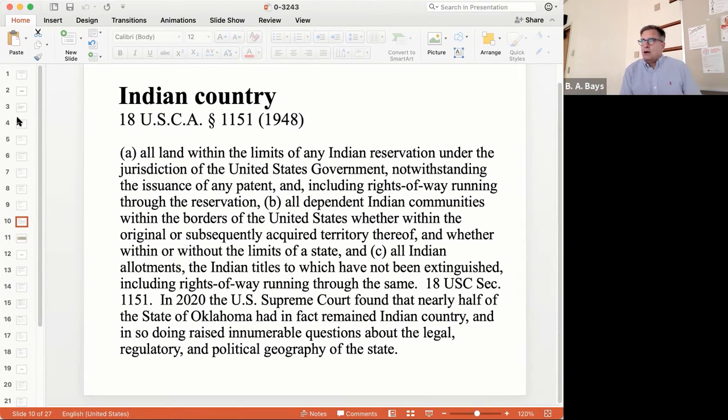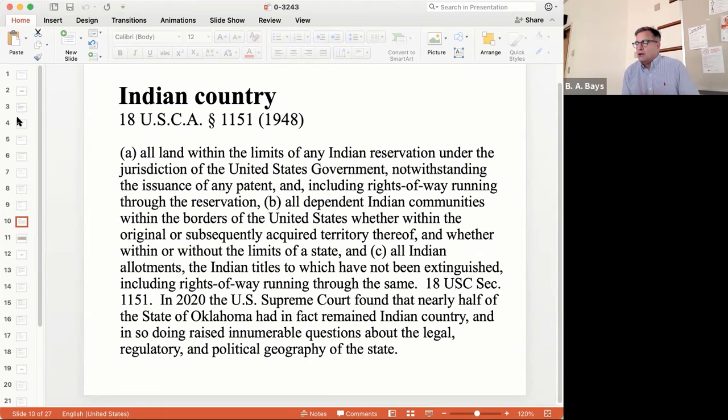C, all Indian allotments, the Indian titles to which have not been extinguished, including rights of way running through the same. Okay, let's go back to this. A, I mentioned allotments. I probably shouldn't have mentioned allotments. Notwithstanding issuance of a patent and including rights of way. So in that case, if a tribe had land, received some sort of patent to it, like the Cherokee Nation did, or the Creek Nation did, or the Choctaw Nation did, they acquired a patent from the United States government to that land. So it includes them. All right.